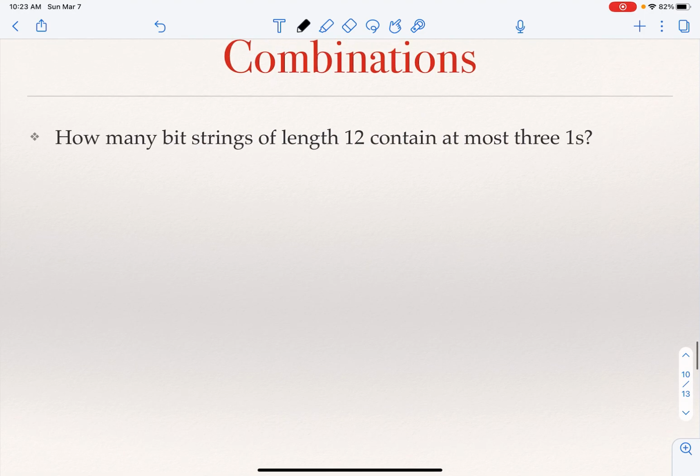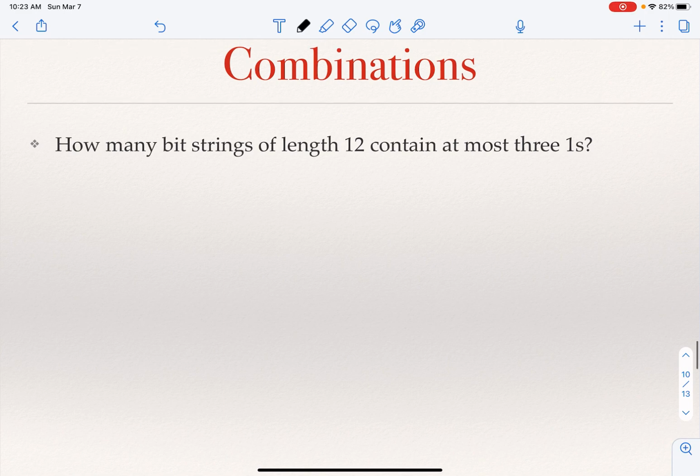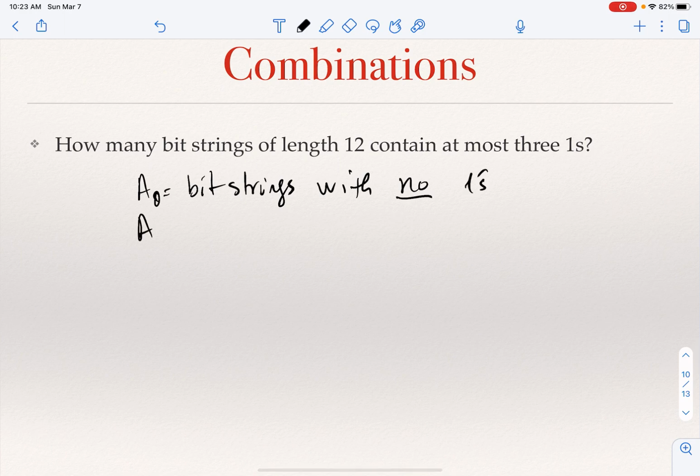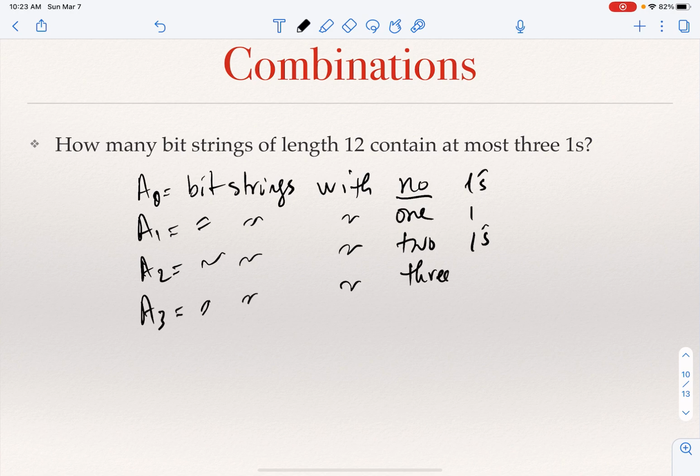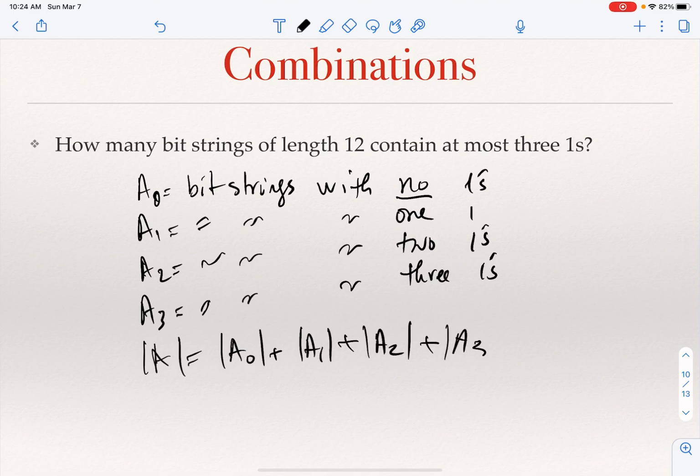How many bit strings of length 12 contain at most 3 ones? So now we use the sum rule, because now we are looking at the set A, the bit strings with at most 3 ones. A0 is the bit strings with no ones. A1 is the bit strings with 1 one. A2 is the number of bit strings with 2 ones. And A3 is the number of bit strings with 3 ones. Because we need at most 3 ones, it could be 0 ones, 1 one, 2 ones, or 3 ones. And of course, the cardinality of A is the cardinality of A0 plus A1 plus A2 plus A3, because these are pairwise disjoint sets.